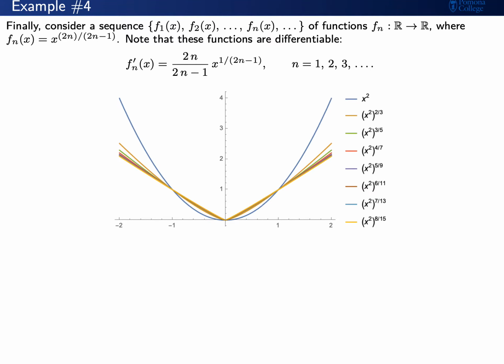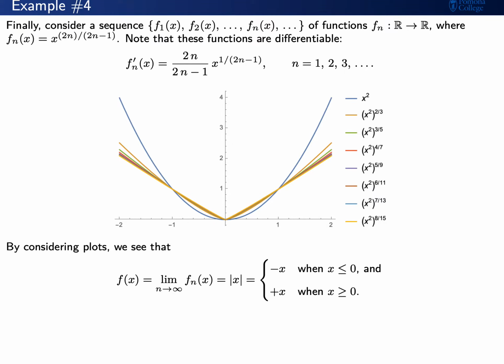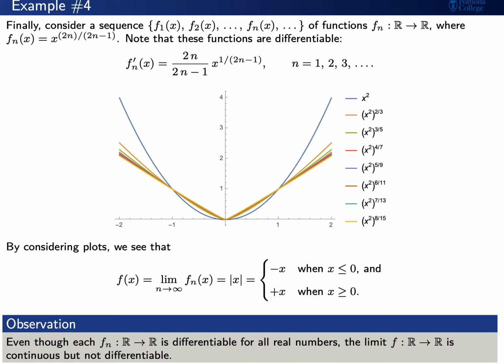When n is equal to 1, we see that we just have the function f sub 1 of x equals x squared. When n is equal to 2, we see that we have the function f sub 2 of x equals x squared raised to the 2/3 power. As we increase n, we see that we actually do have functions that start out as a quadratic parabola and they somehow flatten out to a V shape. This means, by considering the plots that you see, that f of x, which is the limit as n increases without bound of f sub n of x, is just the absolute value of x. Here's the key observation. Although each f sub n is differentiable for all real numbers, the limit is continuous for all real numbers, but not differentiable.